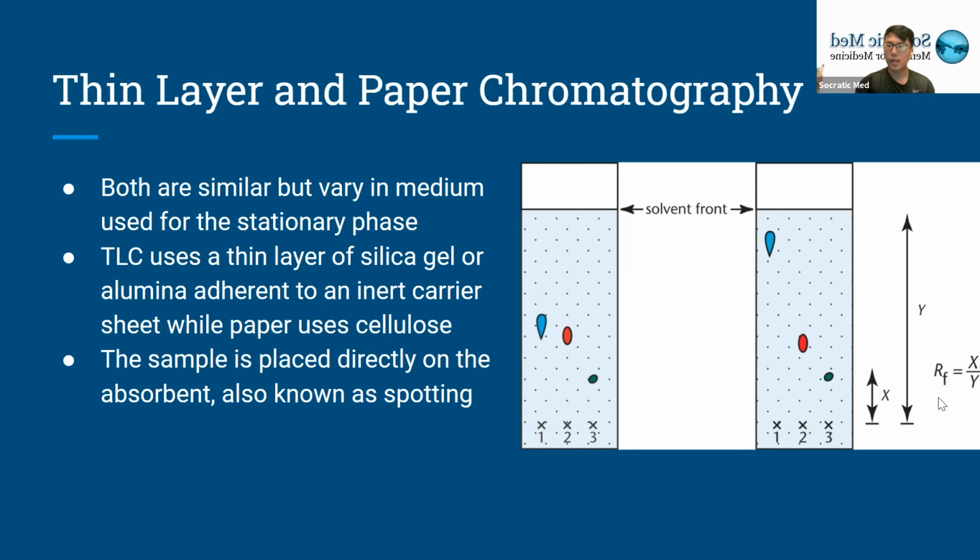And further on the right, you can see the RF factor calculation. X is the distance that the compound that was spotted moved, and then Y is the solvent front. On the top, you can see the solvent front. That's how far the solvent moved. As the solvent's moving, it will carry the spots. And if you divide the distance that the spots moved by the distance that the solvent moved, you'll find the RF factor. And the RF factor can be used to distinguish the different compounds that were spotted.